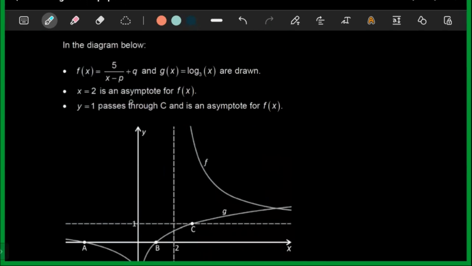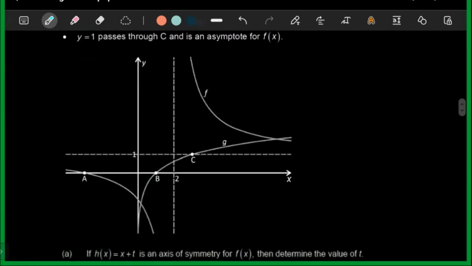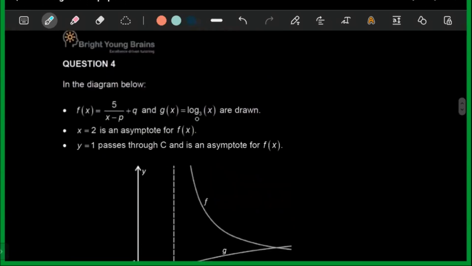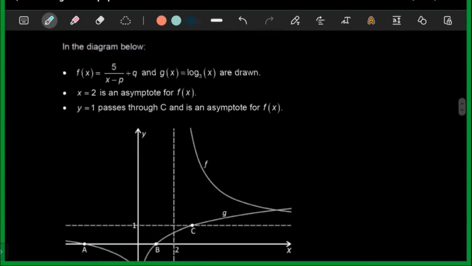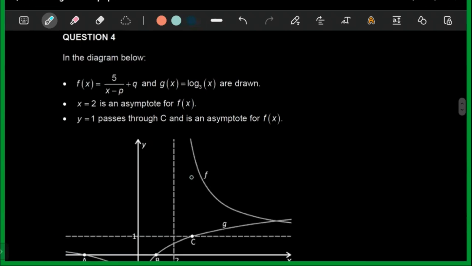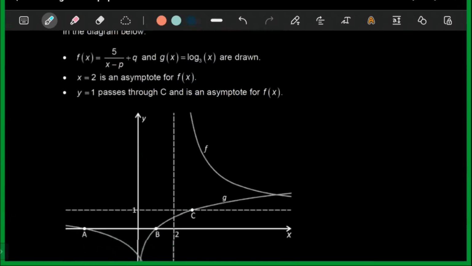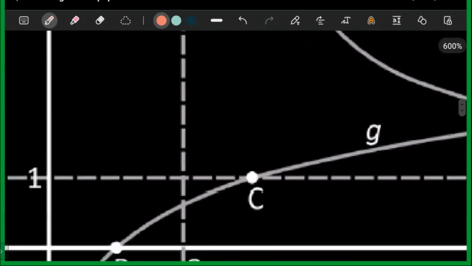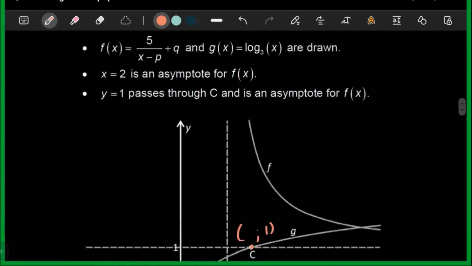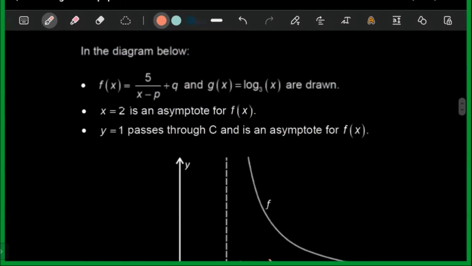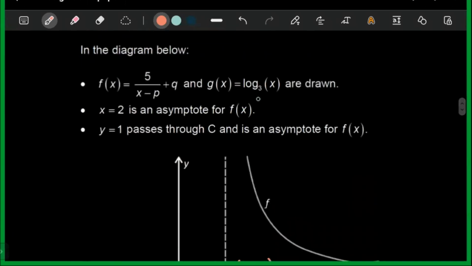Okay, wait, you have the graph, you have the equation of f, it's the hyperbola, right? The equation of g is the log graph. Okay, that's fine. And then it says here y is equal to 1, passes through c. So already you want to know that they're trying to tell us that the y value there is a 1. We may not know the x value, but we know the y value is a 1. We can easily find the x value by just throwing a y value of 1 into the equation here.